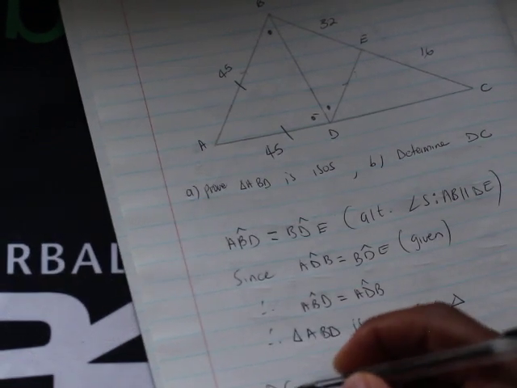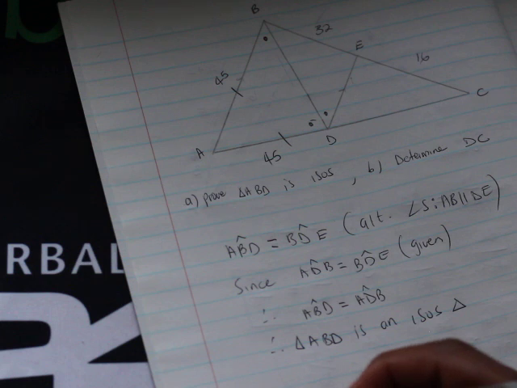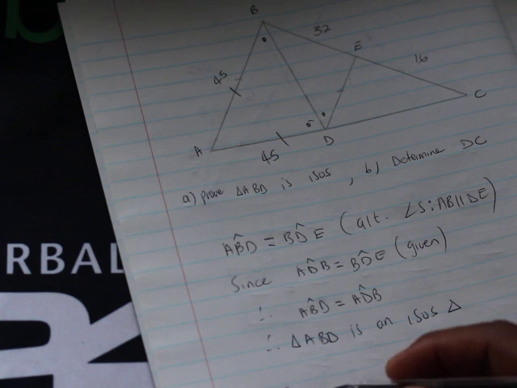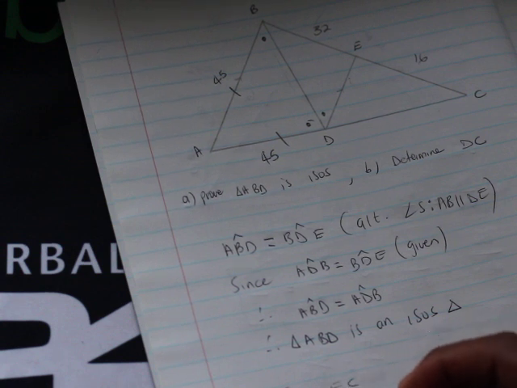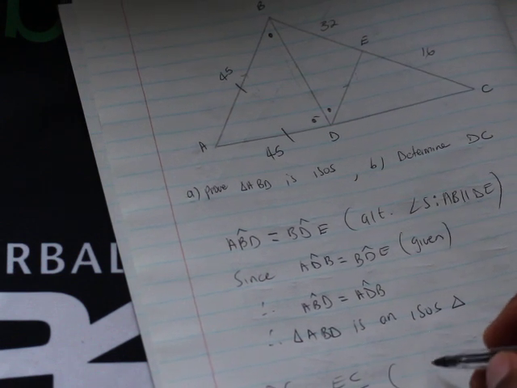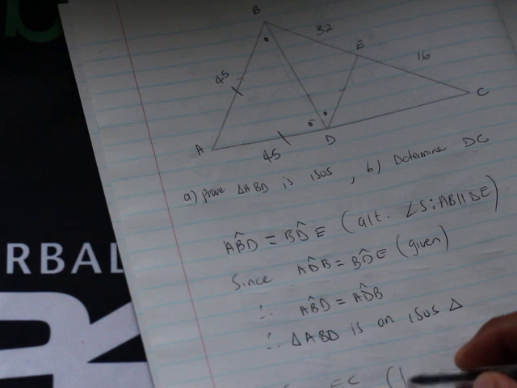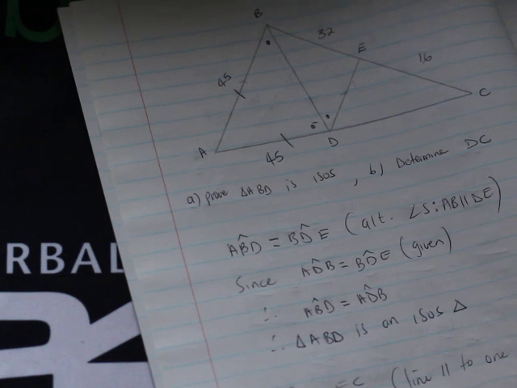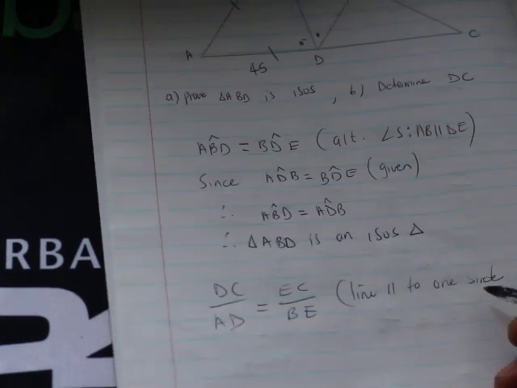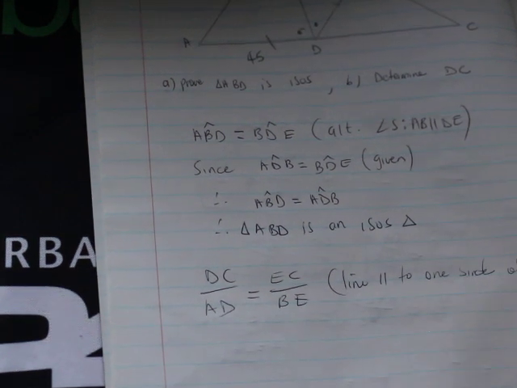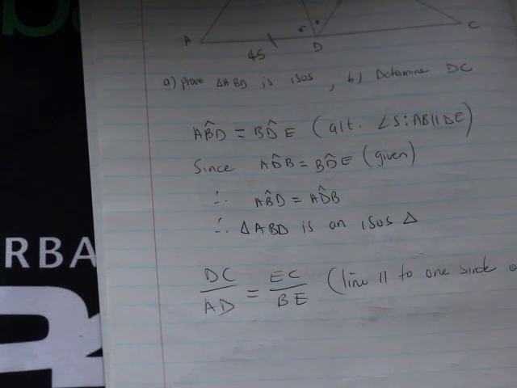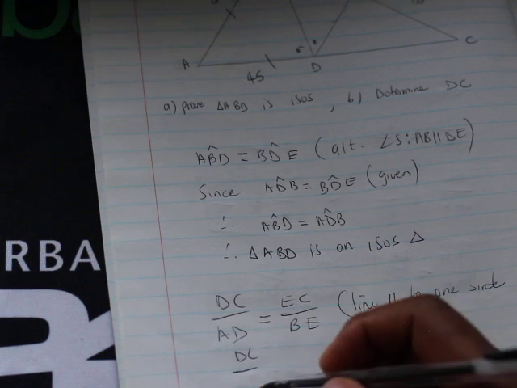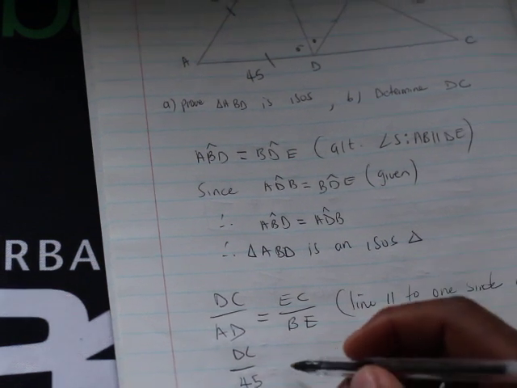DC over AD must be equal to EC over BE, and this is line parallel to one side of triangle. Okay, so that's what we have over there. We're going to do our substitution. We don't know what DC is. DC is unknown, but our AD is 45.